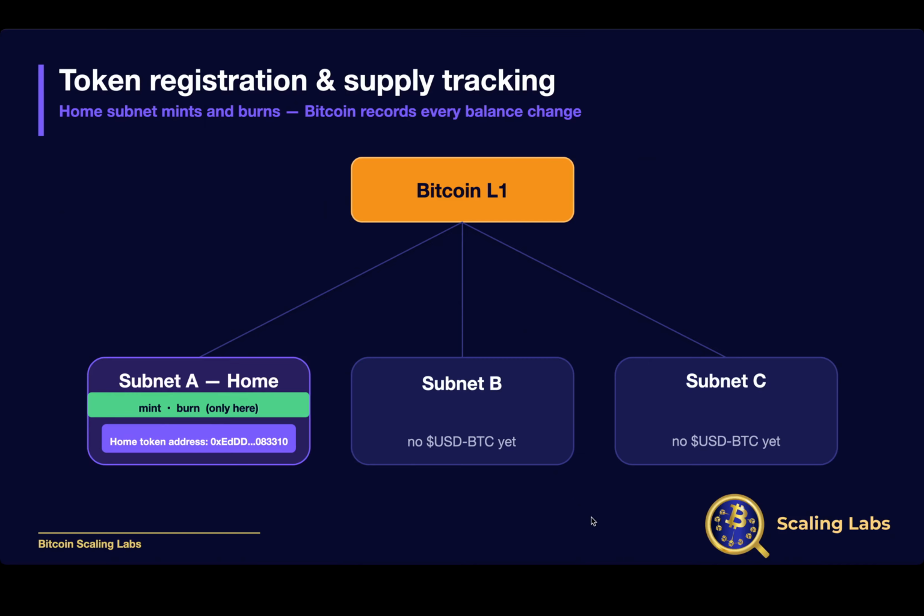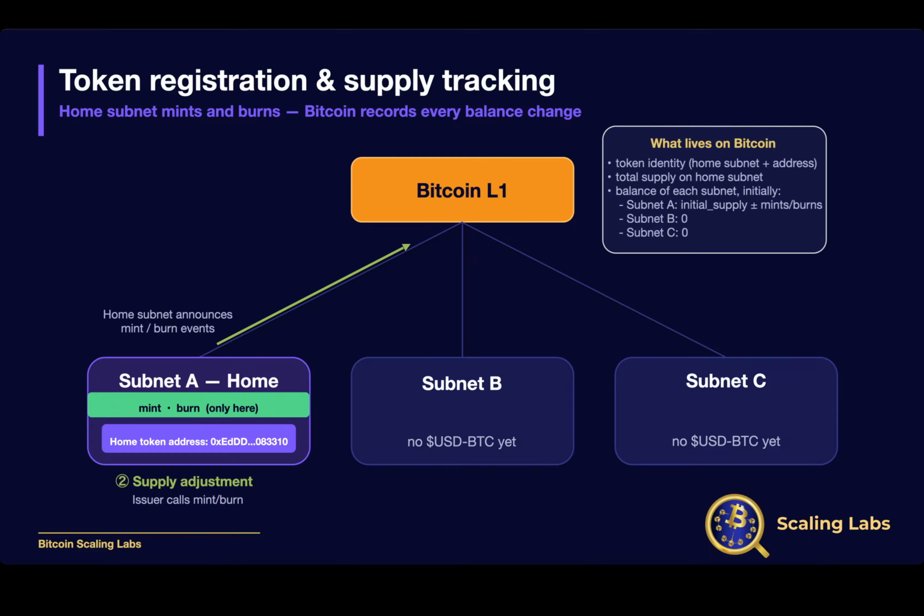The process for supply adjustment is similar. This is what happens when, as an issuer, we call mint or burn for our stablecoin. The home subnet again announces all these mint and burn events. Bitcoin tracks the balance by adding or subtracting the minted or burned amounts, and like before, every subnet is monitoring Bitcoin and updating the balances.